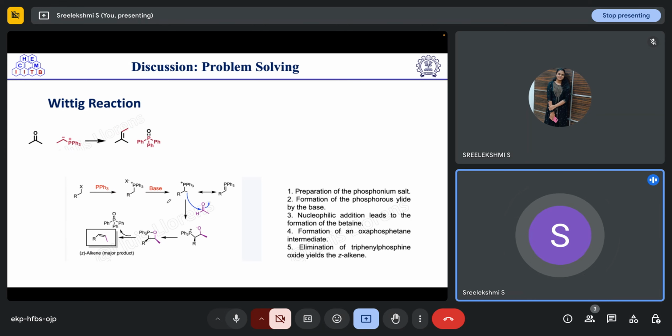So the first step is the preparation of the phosphonium salt, by treating alkyl halides or aryl halides with PPh3. This phosphonium salt, upon treatment with the base, gives the ylide, and then nucleophilic addition of this ylide to the carbonyl carbon results in the formation of the oxaphosphetane. Elimination of triphenylphosphine oxide gives the Z alkene. Mostly the Z alkene will be favored for steric reasons. So this reaction is one example of a reaction involving a phosphorus reagent, and it is known as the Wittig reaction.